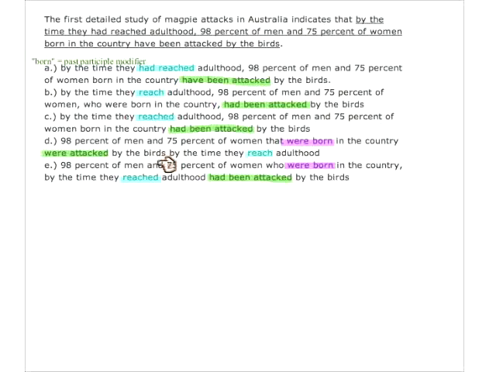Okay, yeah, we definitely want, I mean, the people in the study are adults. So this wouldn't make any sense if they had not yet reached adulthood. So the people in the study are adults, i.e. they reached adulthood in the past. So therefore, it doesn't really make any sense to use a present tense there. So by the time they reach adulthood doesn't really make any sense.